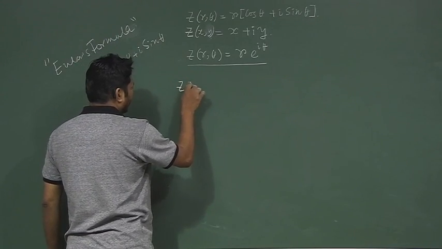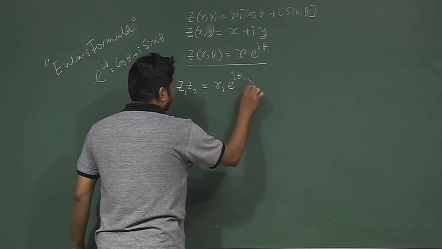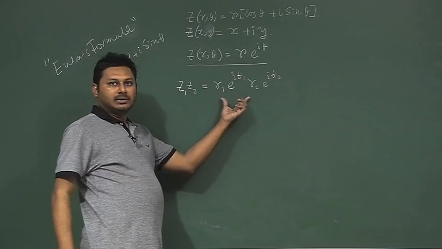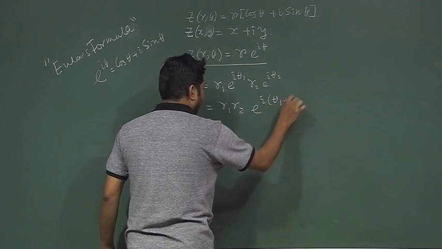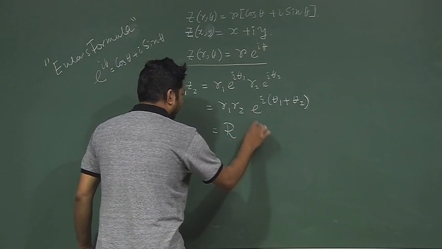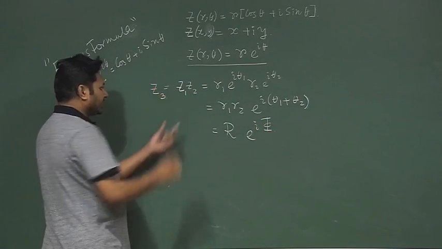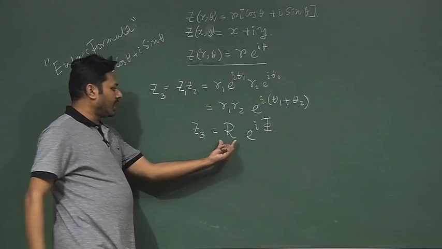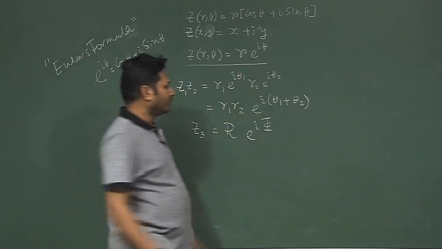For example, if I multiply two quantities Z1 and Z2, so basically it is r1 e to the power i theta 1 multiplied by r2 e to the power i theta 2. If I do that, then I can write it as r1 r2 e to the power i times theta 1 plus theta 2. Essentially, what is the meaning of that? r1 r2 I write as big R, and theta 1 plus theta 2 I write as big phi. So, after multiplication I have a new complex number, I call it Z3. Z3 is now represented in polar form, but the interesting thing is that here we have one angle, and here we have another angle.